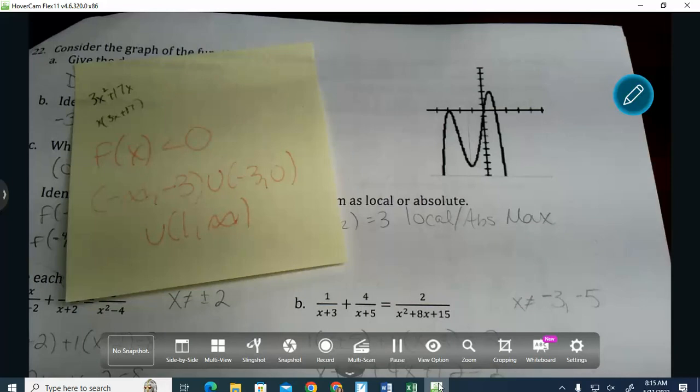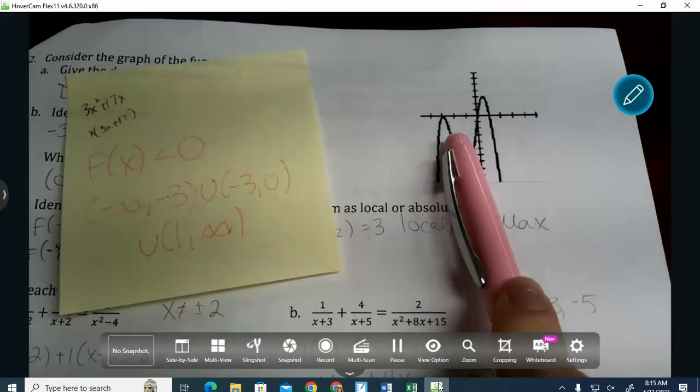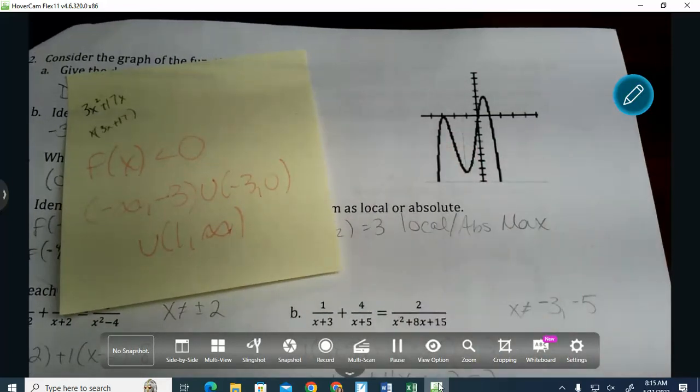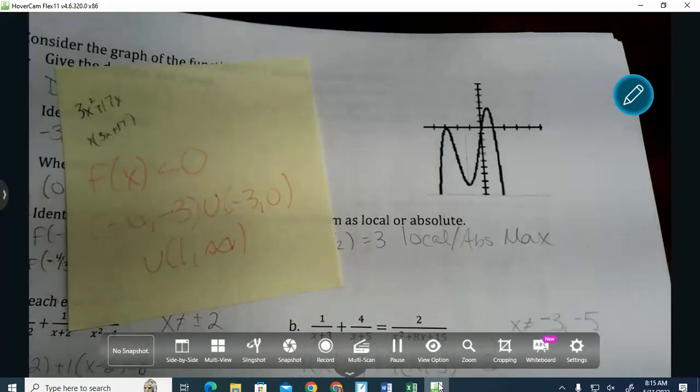No. That's if zeros are where it hits the x-axis. So that's the negative 3, 0, and 1. The inequalities, so greater than or less than, you're always going to give me an interval. Is that one okay? Okay.